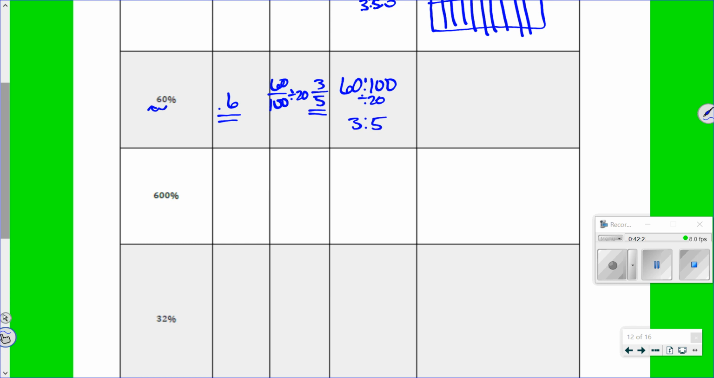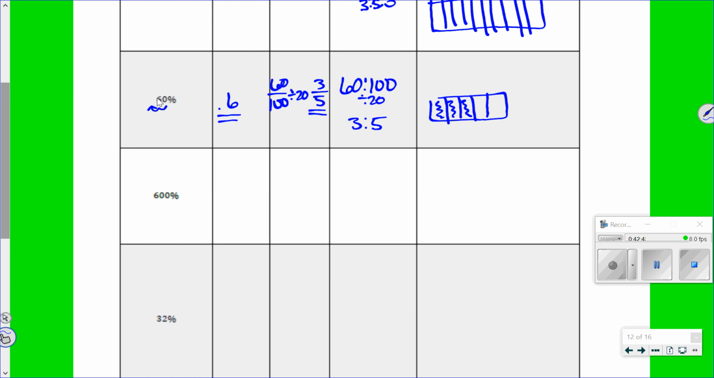So here's a question I answered on my side. Why do we always simplify? Do I want to draw 100 boxes or do I want to draw 5? I want to draw 5. So really one of the biggest reasons we simplify is to make the modeling easier. Because now I can do 5 boxes and color in 3 of them. There's our model.